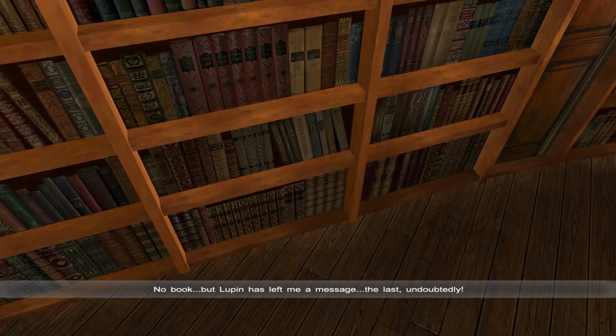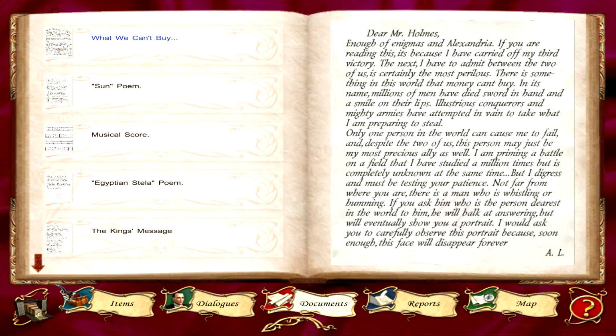The last, undoubtedly. Dear Mr. Holmes, enough enigmas and Alexandria. If you're reading this, it's because I've carried off my victory. The next, I have to admit, between the two of us is certainly the most perilous. There is something in this world that money can't buy. In its name, millions of men have died, sword in hand, and a smile on their lips. Illustrious conquerors and mighty armies have attempted in vain to take what I am preparing to steal.